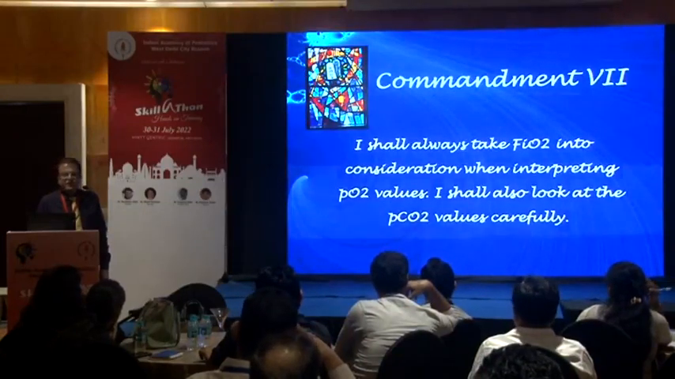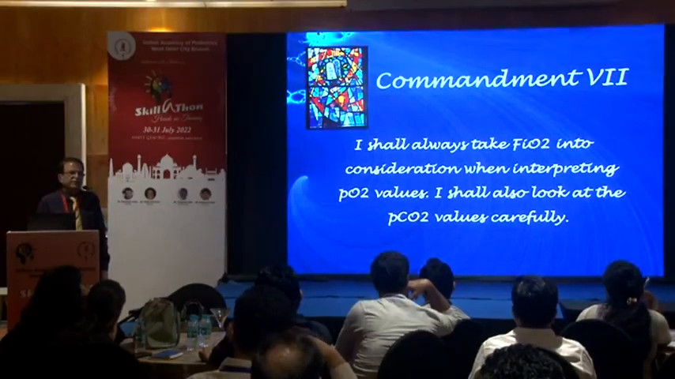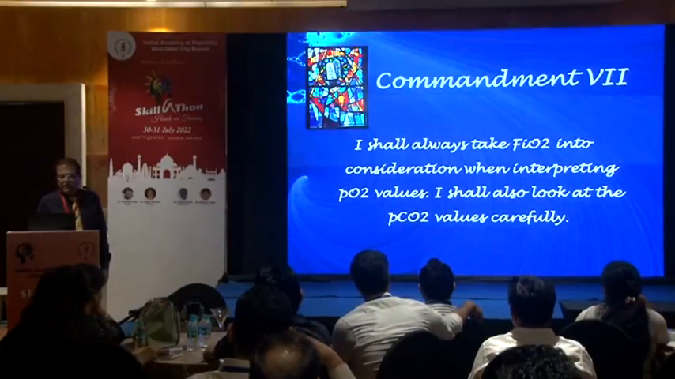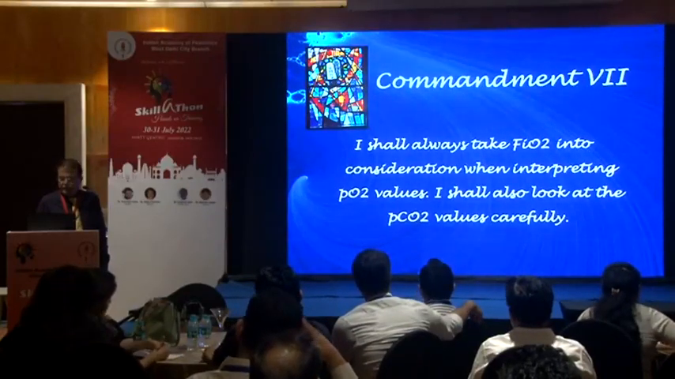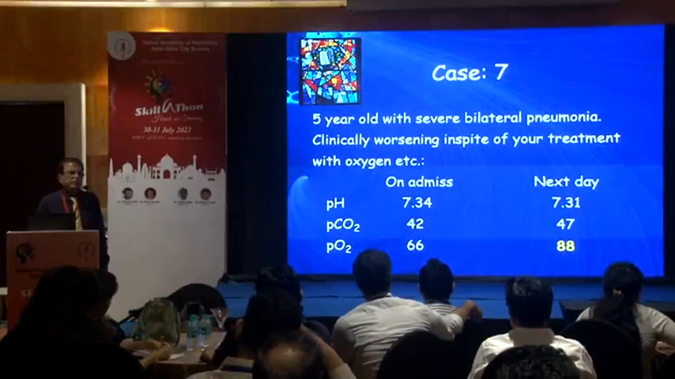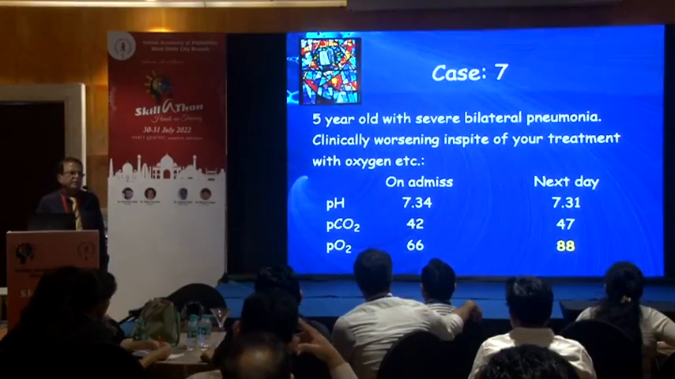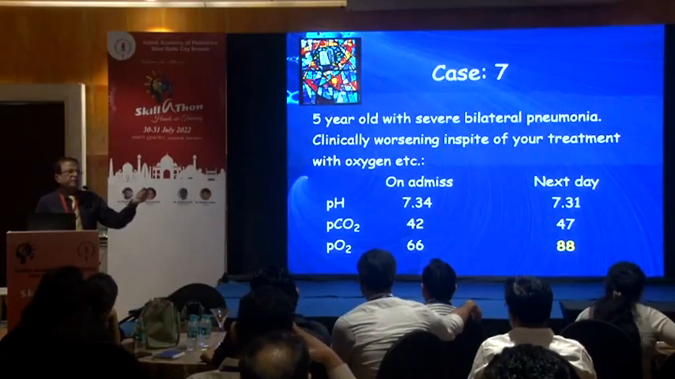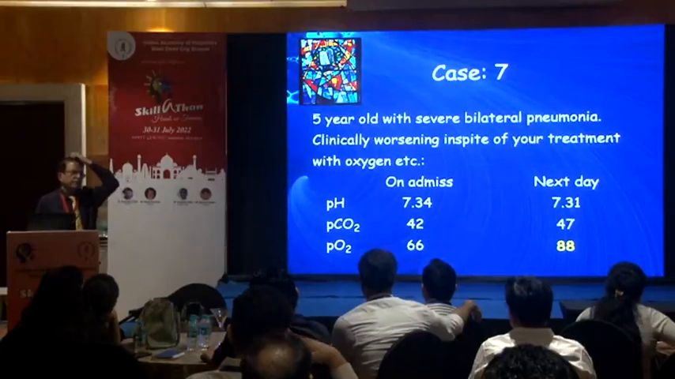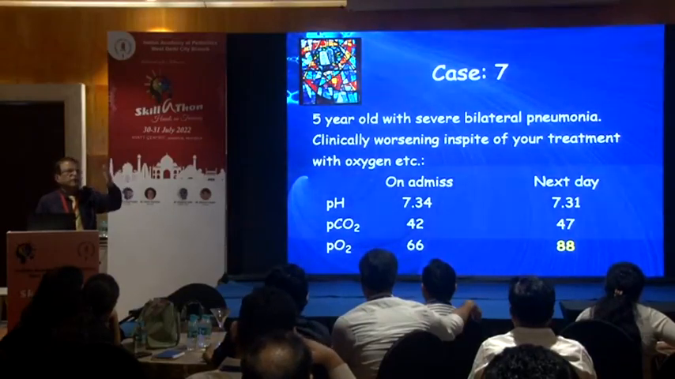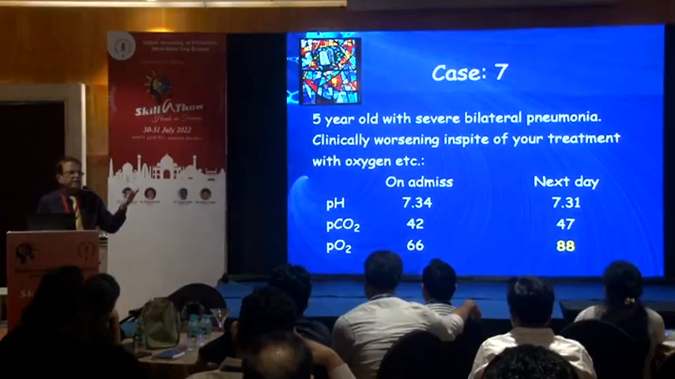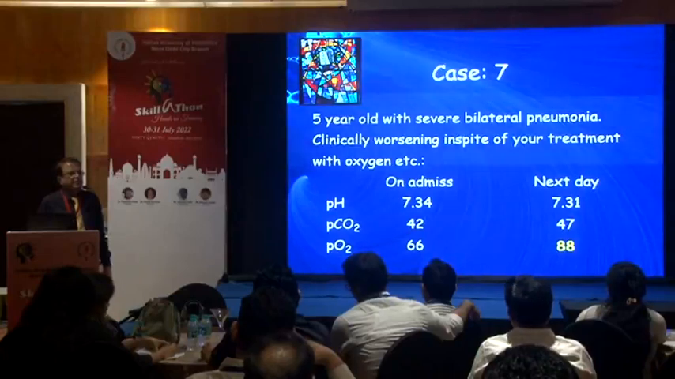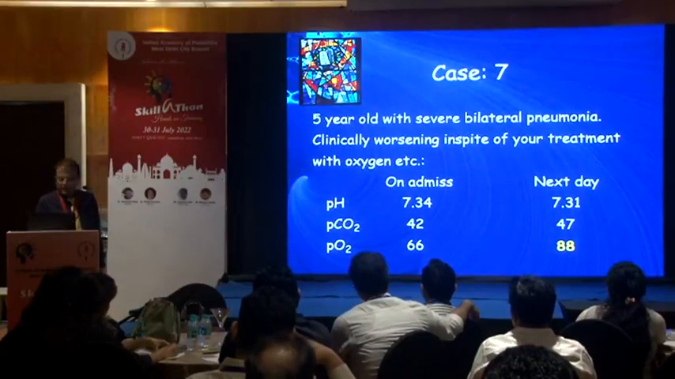I shall always take the FiO2 into consideration. Yesterday he was on 20%, today is on 60%, so obviously his O2 has risen. I shall also look at the PCO2 values, and you see the PCO2 has actually risen, 42 to 47. So he has worsened. For every 1% of oxygen that you give, multiply by 5, that should be the approximate PO2 value. 20% oxygen gives you a normal PO2 of approximately 100. So if you make it 60%, the PaO2 should be something like 300. Multiply by 5. If that is not happening, there is something wrong.